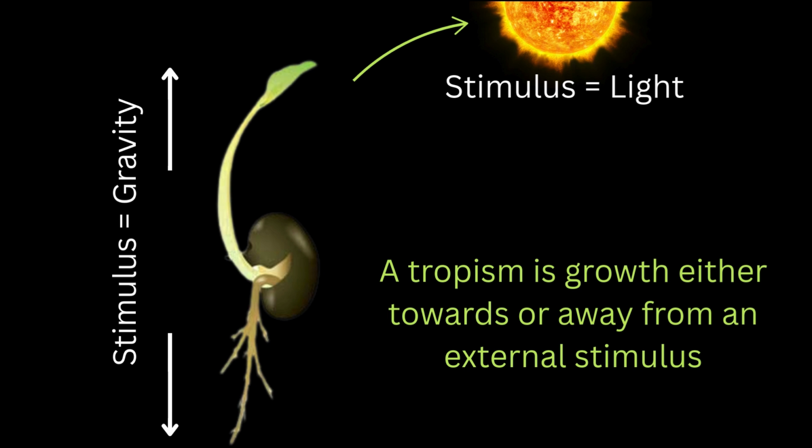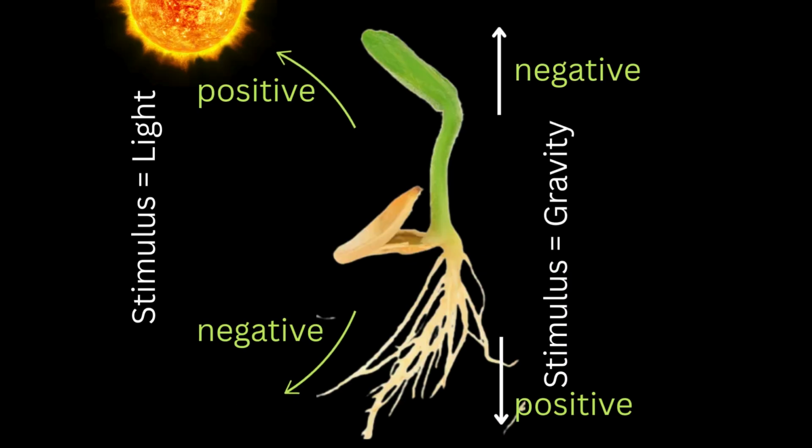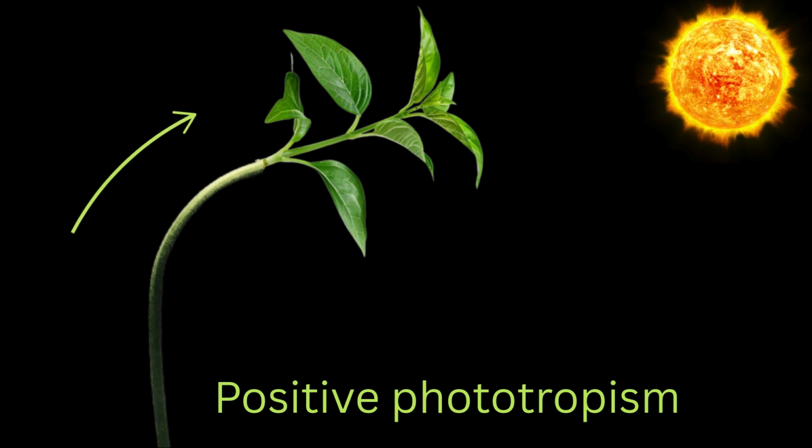A tropism is growth, either towards or away from an external stimulus. The response is a directional response. Tropic responses are named according to the kind of stimulus that causes the response, as well as the direction of the response. Positive if the growth is towards the stimulus, and negative if the growth is away from the stimulus. The growth of the stem of a flowering plant towards a light source is positive phototropism. This response ensures a plant's leaves have maximum light for photosynthesis.